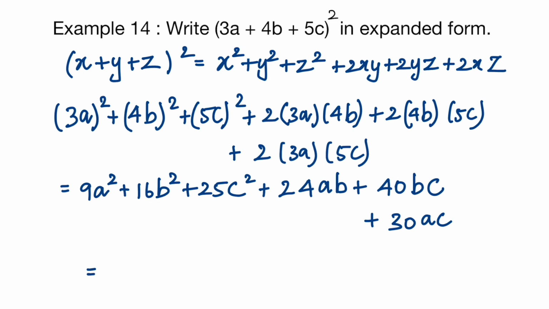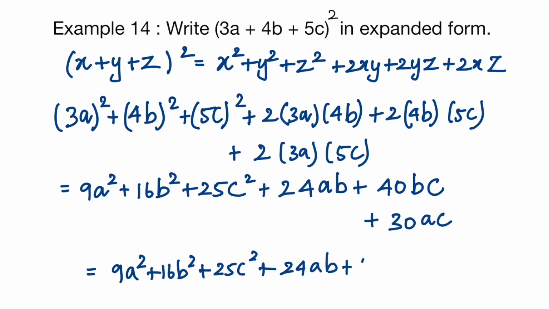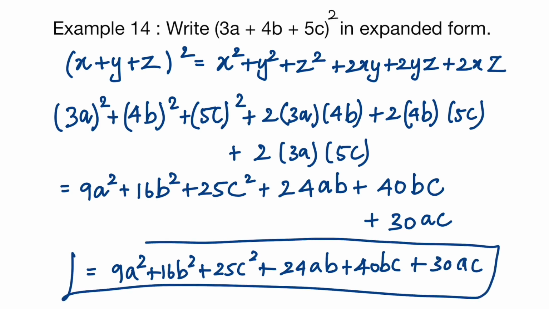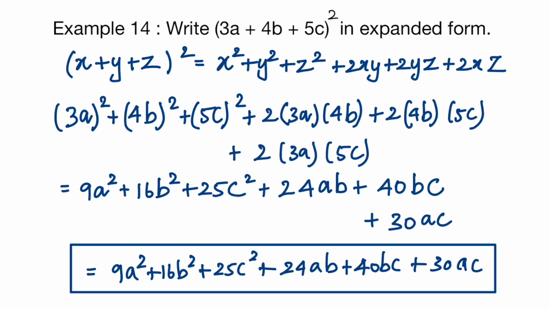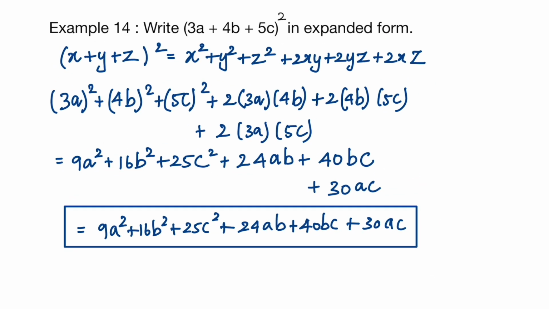I am just going to write it once again here. 9a squared plus 16b squared plus 25c squared plus 24ab plus 40bc plus 30ac. That is the answer to this question. Okay, we have written it in the expanded form and we have just used that identity. This is very simple to solve. You have just used that identity to expand this expression, 3a plus 4b plus 5c the whole square.